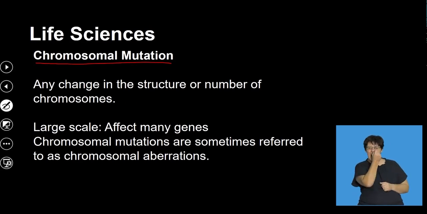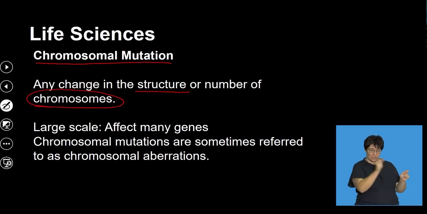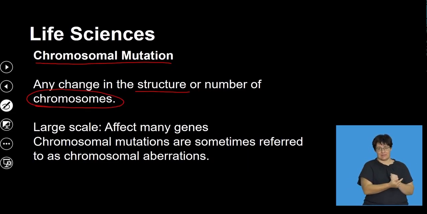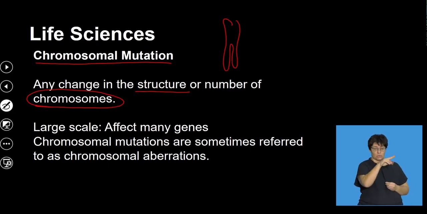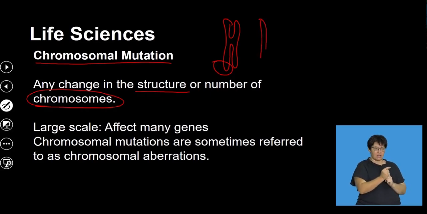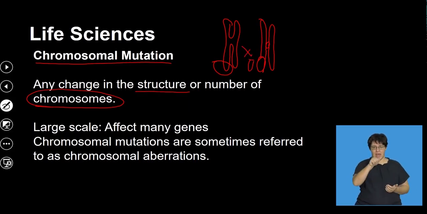Let's try and understand what a chromosome is. Any change in the structure or the number of chromosomes is referred to as a chromosomal mutation. So if we have a chromosome, and there's a change in that structure where a piece of that chromosome is broken up and lost, we can refer to that as a chromosomal abnormality or aberration. So there's a piece that has been lost. That's an abnormality that has occurred.